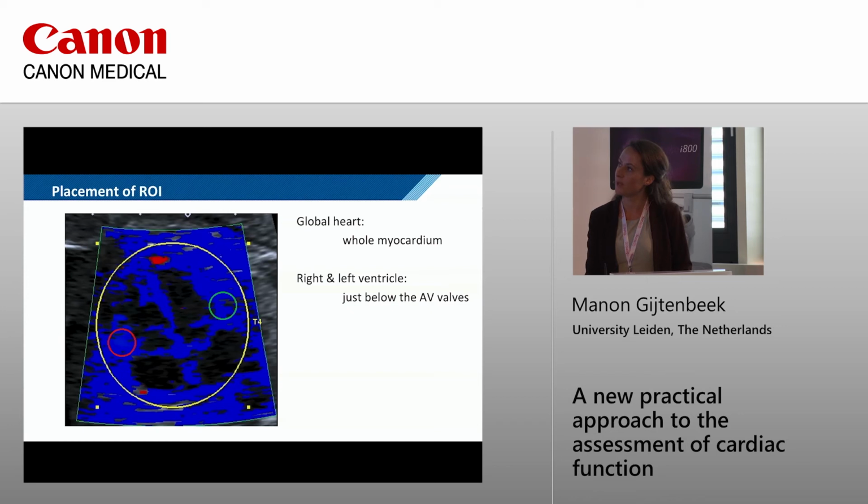So again, to measure the global heart movements, we place a ROI over the whole myocardium and the left and right ventricle just below the AV valves, because we think that's the place where the heart starts to move at the first time. So you can use that as a marker of myocardial wall movements.